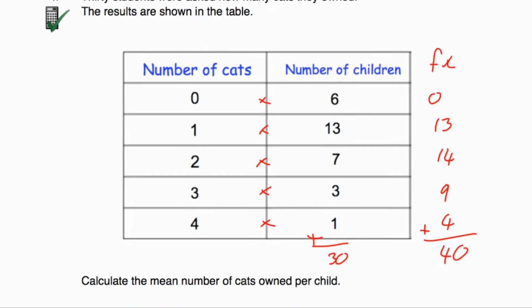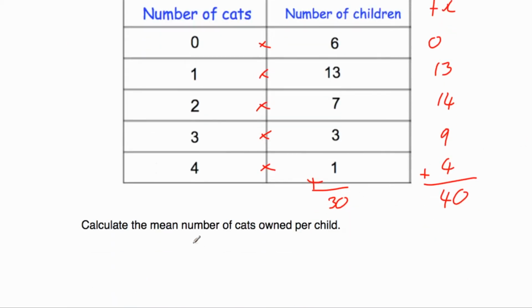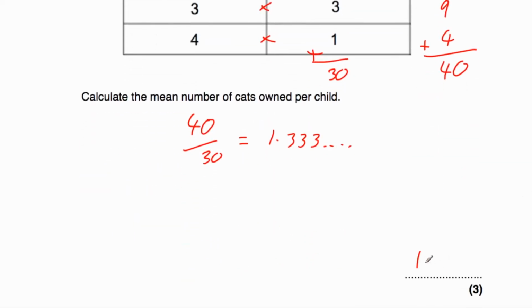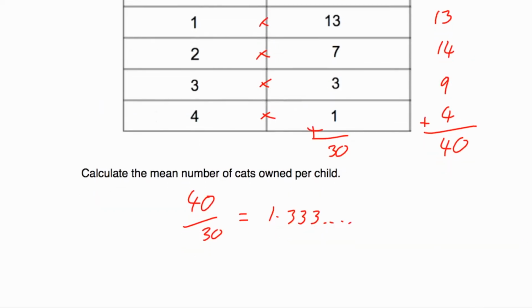So to work out the mean number of cats owned per child, we need to divide the total number of cats, which is 40, by the number of children, which is 30, and that would tell us the mean number of cats owned per child. So 40 divided by 30 is equal to 1.3333 and so on. So it would be 1 1/3 or 1.333. I'm just going to write it as 1.33 to 2 decimal places. Okay, and that's it. Okay, let's have a look at our next question.